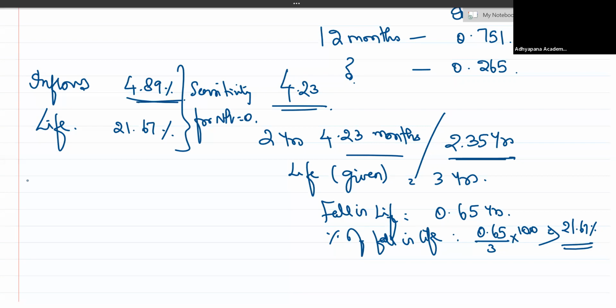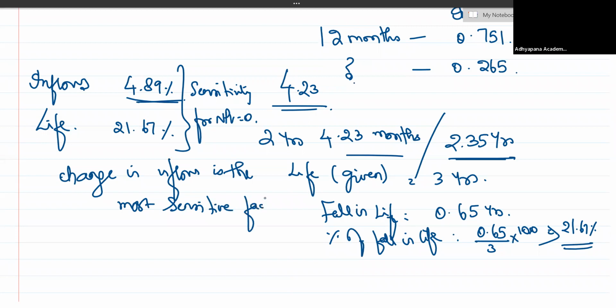The inflows is most sensitive for NPV to be 0. Change in inflows is the most sensitive factor when comparing these two. What are you going to do by knowing this most sensitive factor? While accepting the project, you also measure for the adverse effect by finding the sensitivity of the factor. Later, while taking up the project, you will be more cautious and more careful about the most sensitive factor.